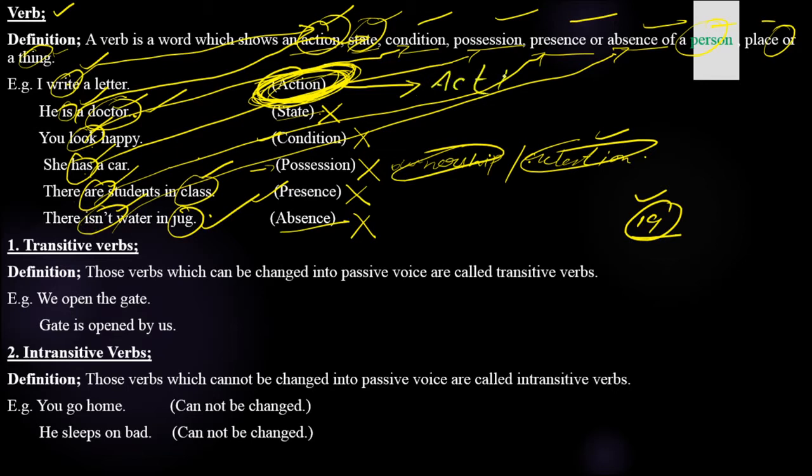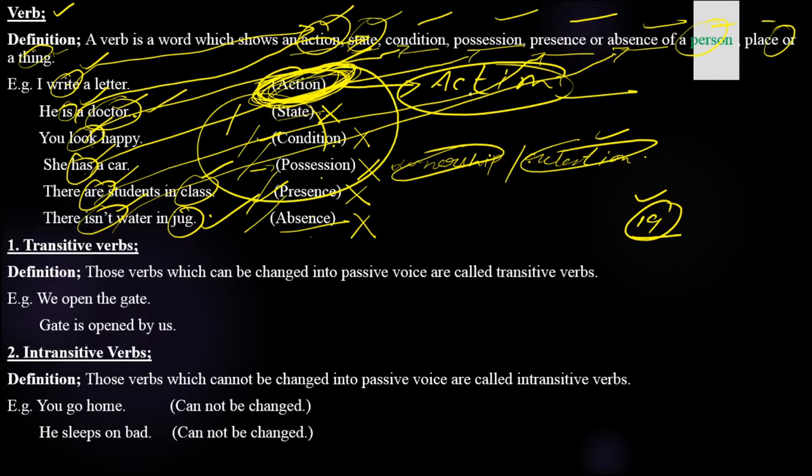Clear? And in action verbs, some of them you can change, some of them you can't. Those which you can change, we will be discussing. Keep in your mind, by hook or crook, you will not be able to change state, condition, possession, presence, or absence. You will be able to change just action verbs into passive voice. In action, some of them can be changed, some cannot be, and some sometimes can be and sometimes cannot be. Those we will be discussing.